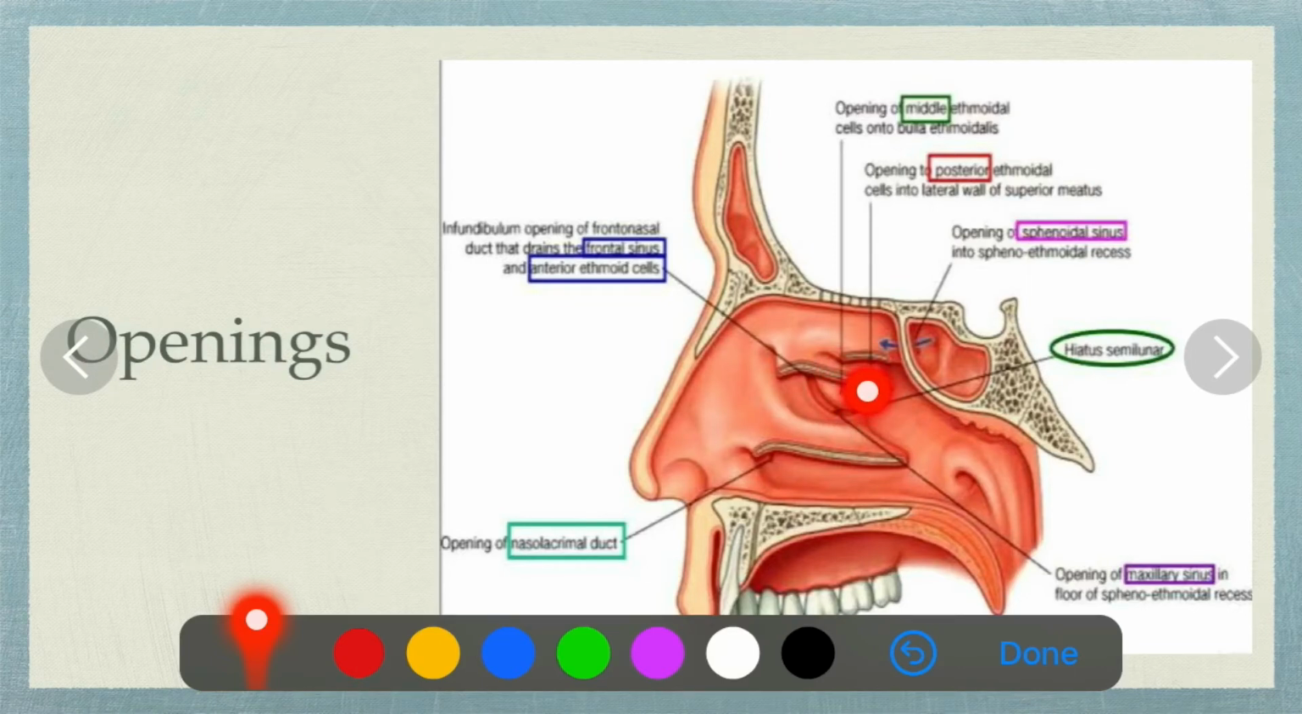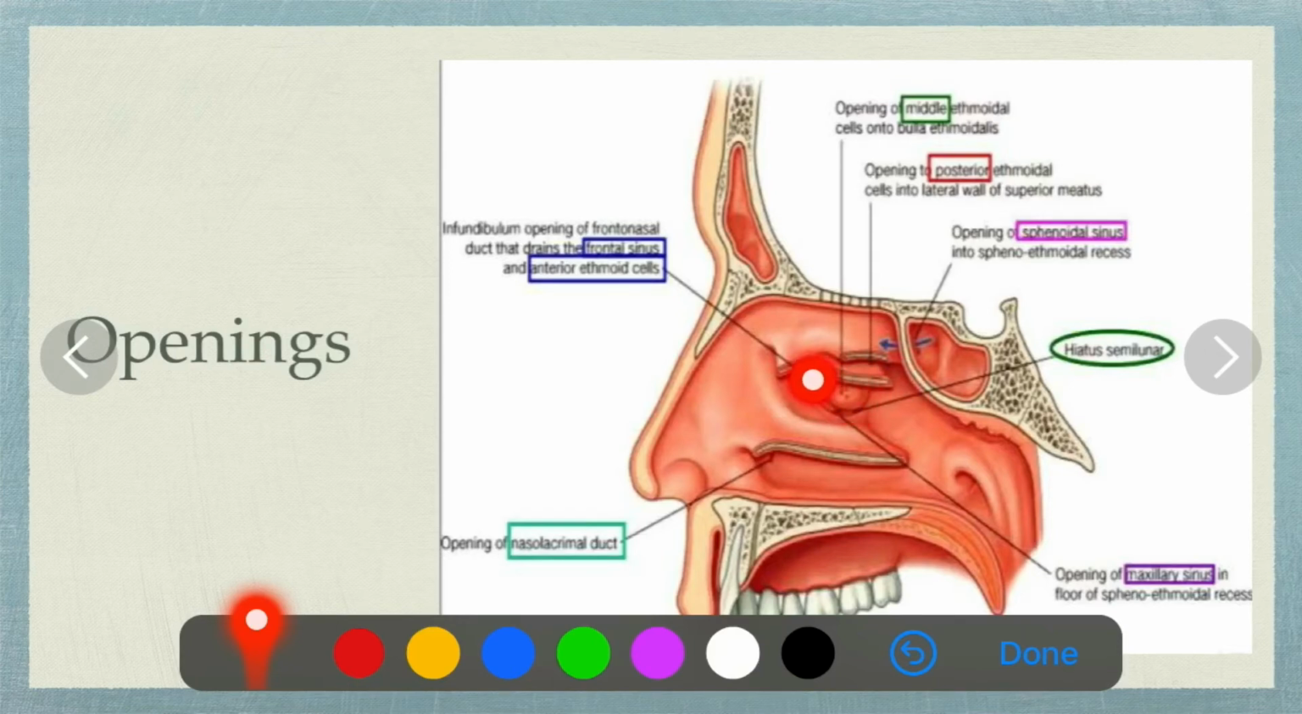The lateral wall has a number of openings, which are the following: the opening of the sphenoidal air sinuses into the sphenoethmoidal recess. The sphenoethmoidal recess is a triangular depression present above the superior concha. The opening of the posterior ethmoidal sinus into the superior meatus. The opening of the middle ethmoidal air sinus into the ethmoidal bulla.